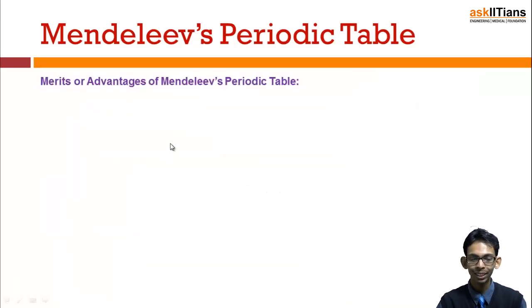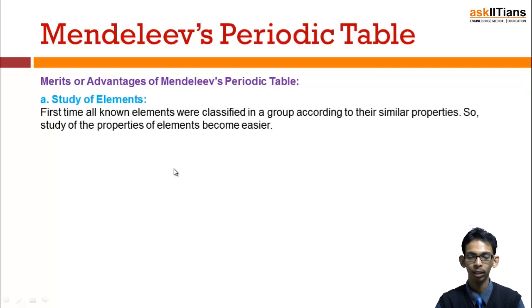Okay, so now let's discuss the merits or advantages of Mendeleev's periodic table. This periodic table helped in the study of the elements. We know that it is very difficult to study the properties of every element individually. But it becomes easier if we classify them in groups, and we know that all the elements present in a group have similar properties. So now we can study them easily.